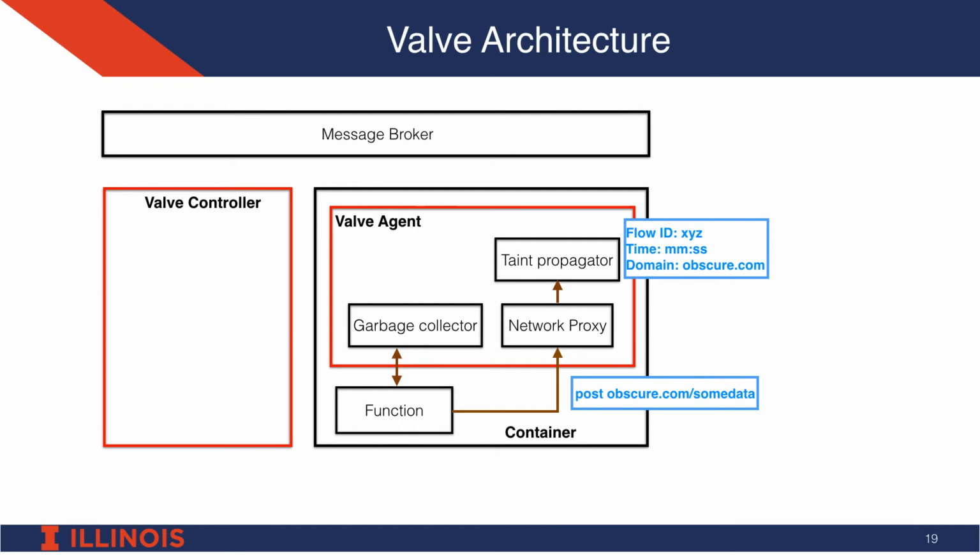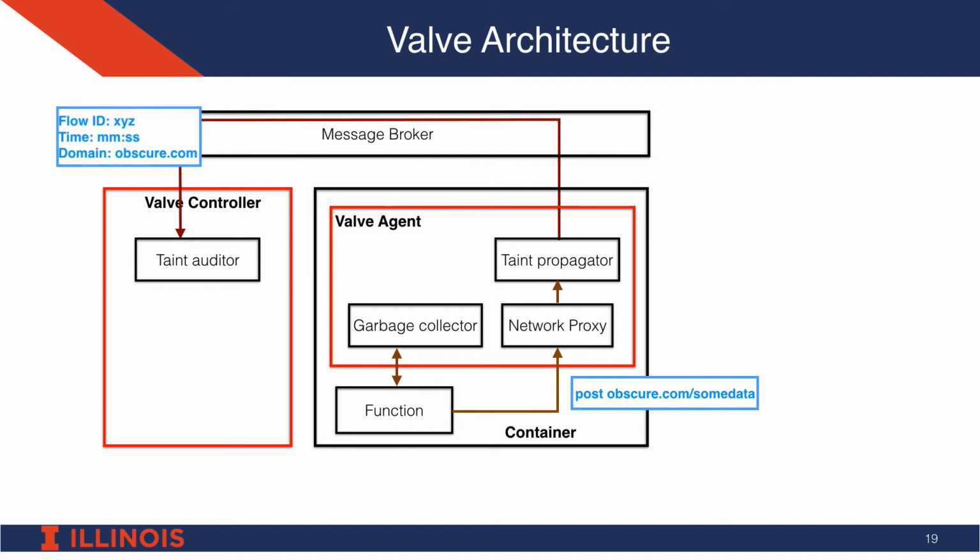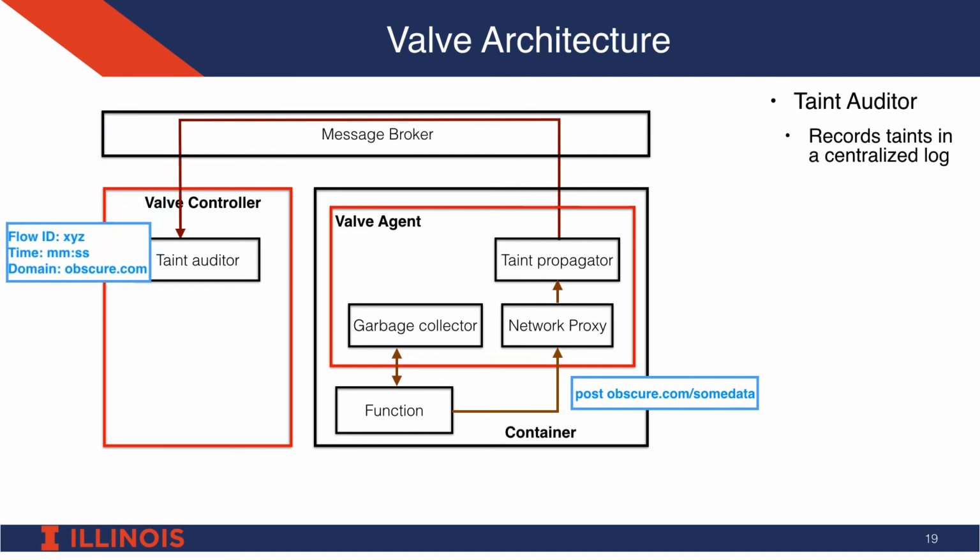Next, a message broker and the Valve controller service come into the picture. The Valve controller runs as a service in the FaaS platform and coordinates among the different application components to manage the application workflow. The taint generated by the taint propagator is sent to the taint auditor of the Valve controller. The taint auditor records all these taints in a centralized log and additionally propagates the cumulative taint for the current workflow to downstream functions. As a result, each flow in the application accumulates taints as it progresses through the workflow.